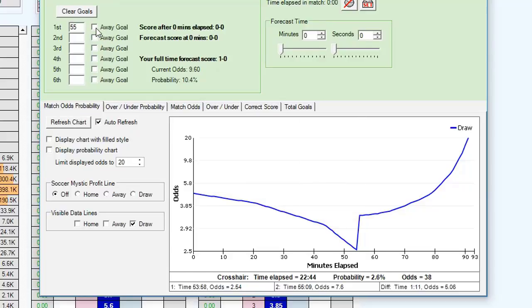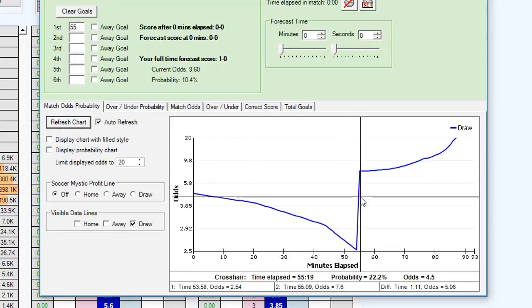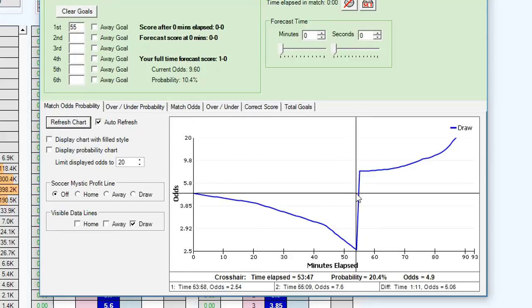Now if I switch the away goal off and click on refresh, let's do the same thing again, by using the crosshair to look at the start odds and where that goal goes in and what happens to the price from there. So you can see anything above the crosshair indicates that you'll be in profit. Anything below indicates that you'll be at a loss. So let's actually find where that key point is within the market.